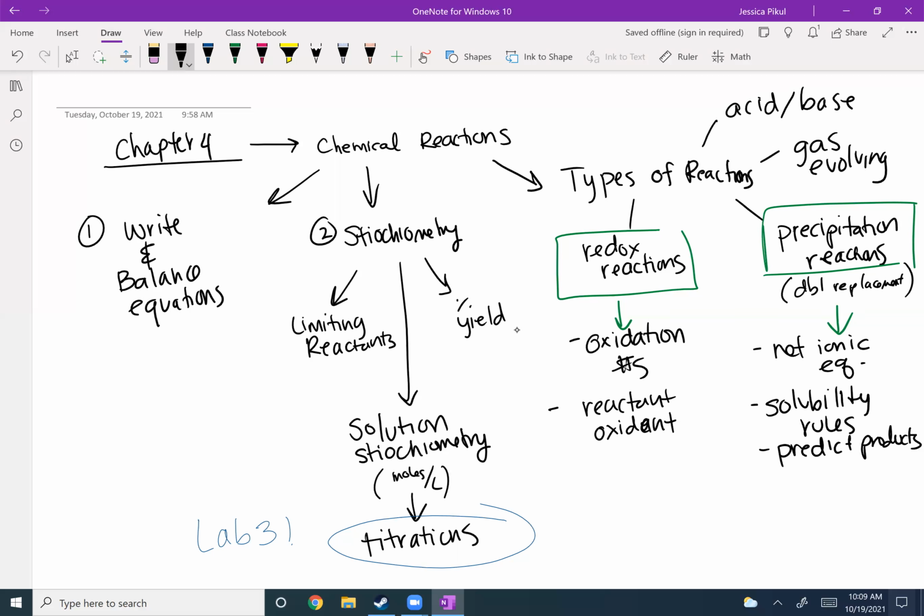So it's a lot. It's a broad swath of information.